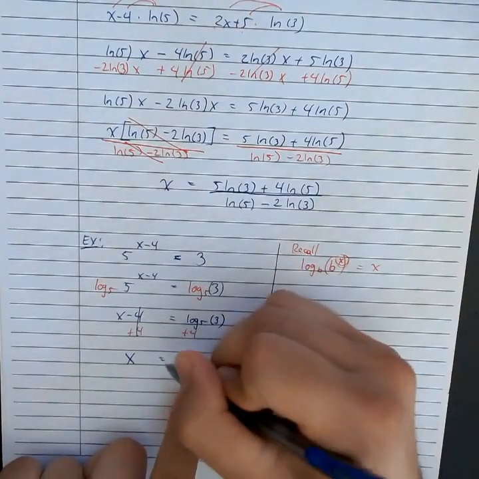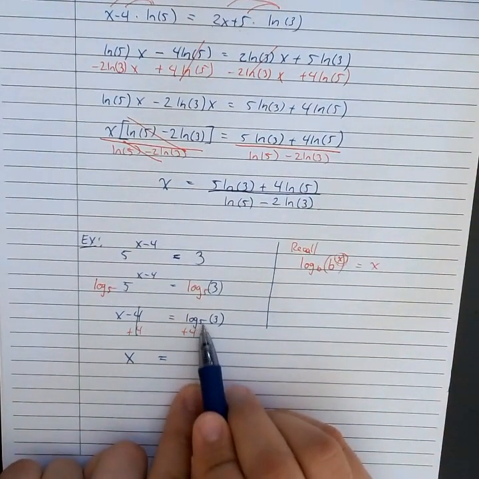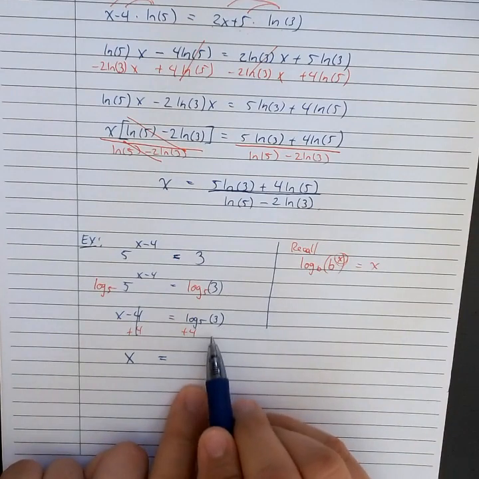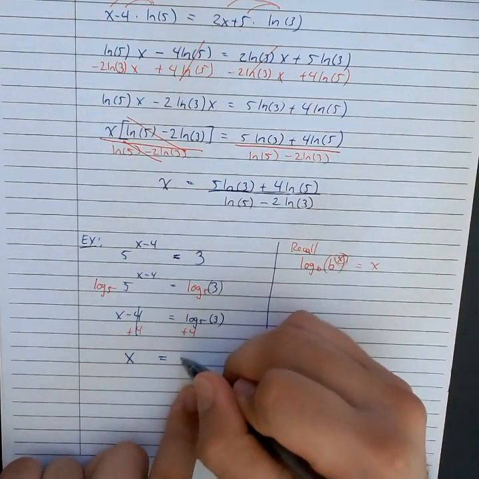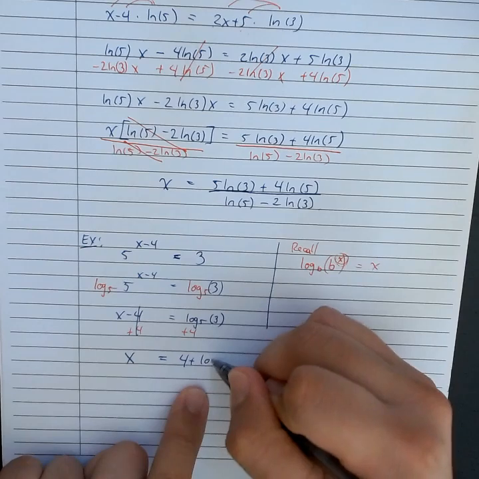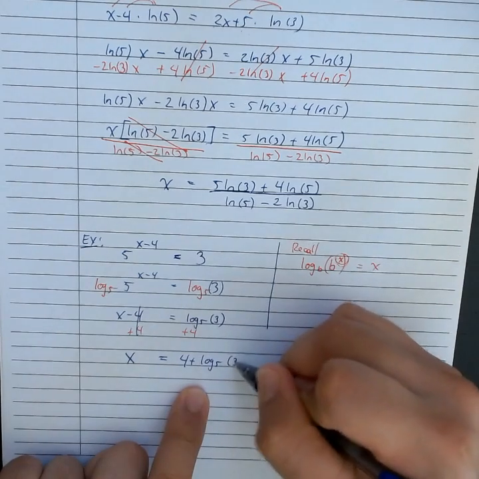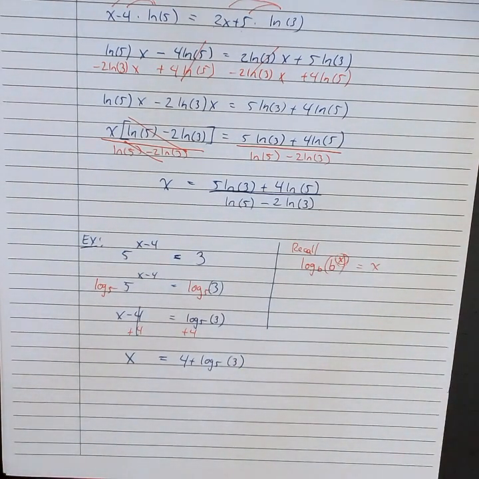Here you can write it one of two ways. You can write log base 5 of 3 plus 4. Or you can write the 4 first: 4 plus log base 5 of 3. After all, addition is commutative. You can put it in whatever order you like.